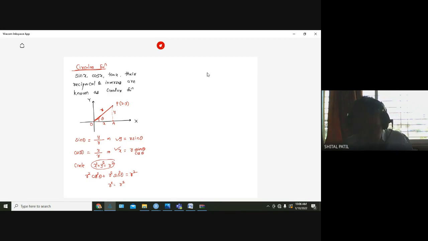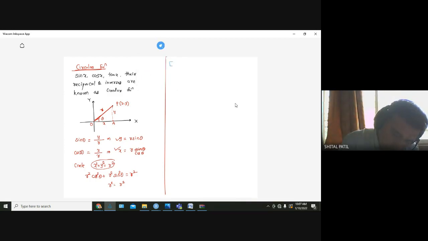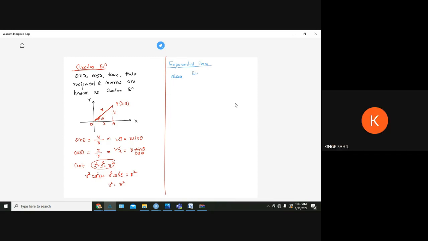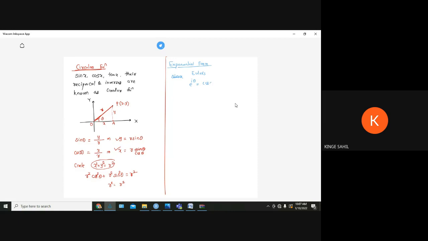After this, the exponential form. I think you might have studied the exponential form of circular functions also. Anyone who knows this exponential form? How can we write the sin x? Acha, suppose you don't know. Tell me what is Euler's formula? e raised to i theta equals cos theta plus i sin theta. Very good.